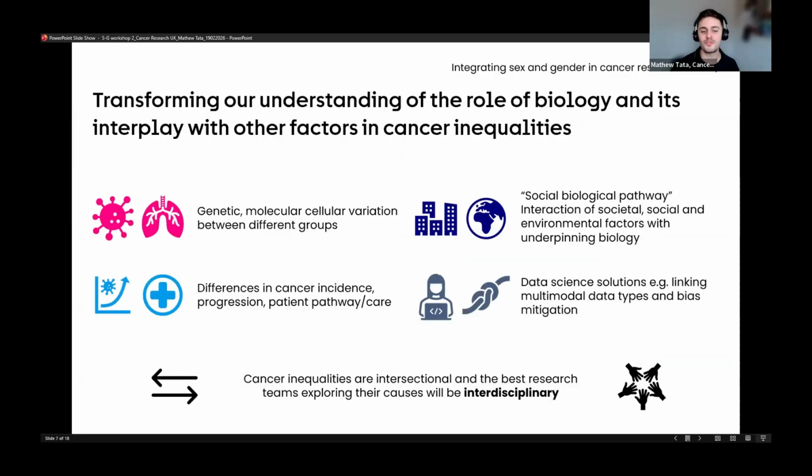When we say the role of biology, we're referring to a really broad range of processes and mechanisms. It includes intrinsic differences between people, many of which we're already born with, but it also includes differences that result from exposures or circumstances during our lifetime. So societal, social, and environmental factors that interact with and influence our internal physiology. It's also variation in treatment of patients and how that impacts cancer progression. And we're really excited how data science could help knit together these different data types to understand those interactions.